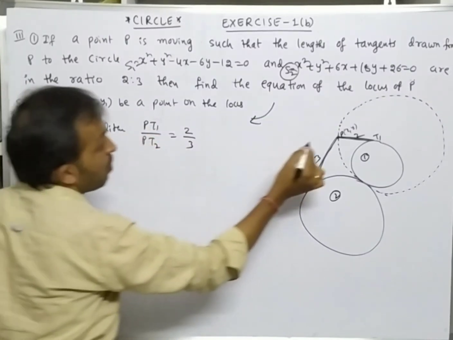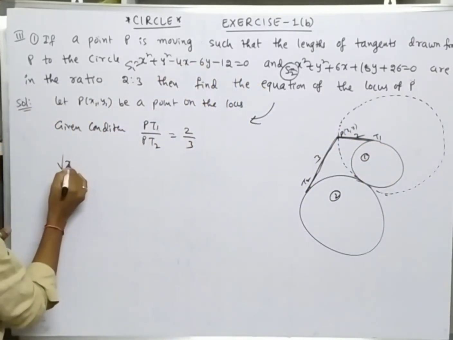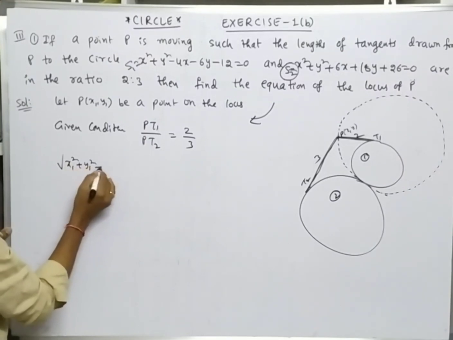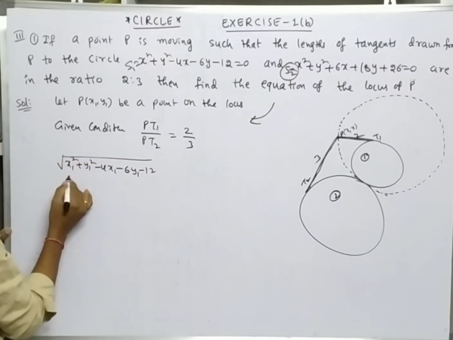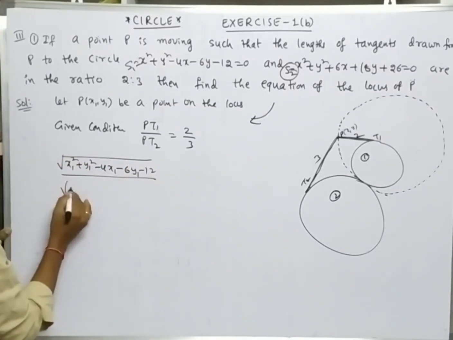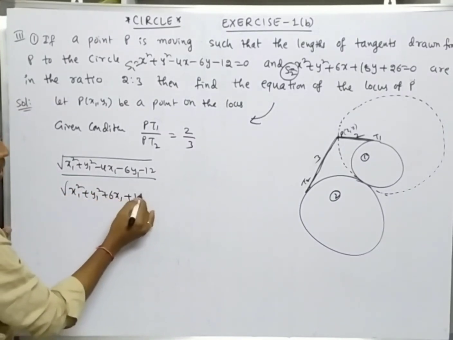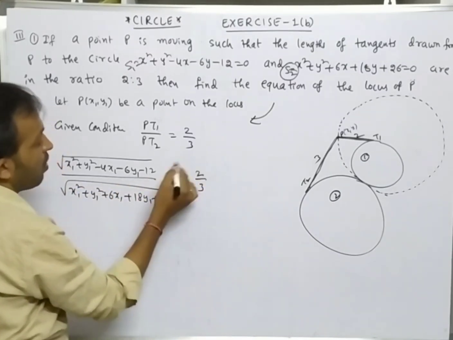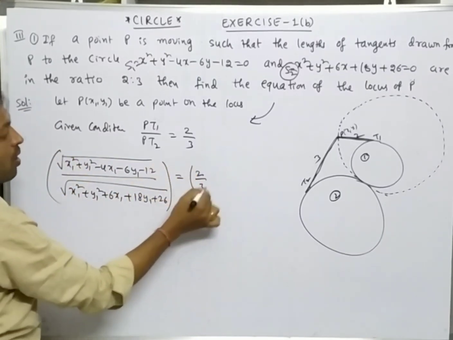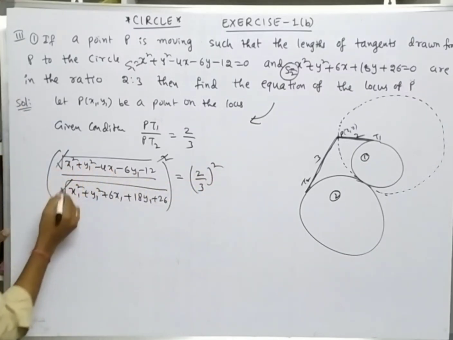Okay, what is the formula? PT1 means P (x1, y1), the length of the tangent to the first circle. This is the first circle, right? That is root of x1 square plus y1 square minus 4x1 minus 6y1 minus 12, divided by root of the length of the tangent to the second circle, x1 square plus y1 square plus 6x1 plus 18y1 plus 26, is equal to 2/3. Squaring on both sides, the square root cancels. Okay, do cross multiplication.